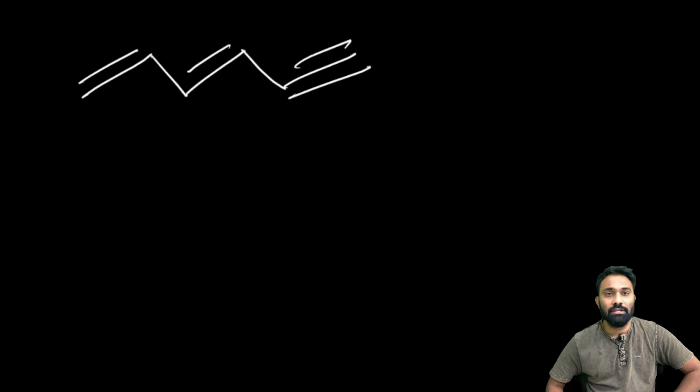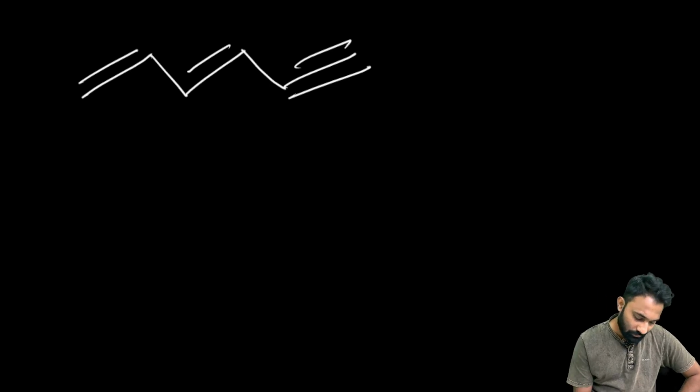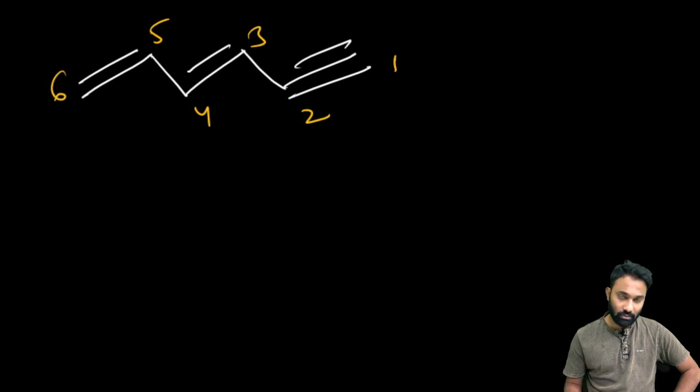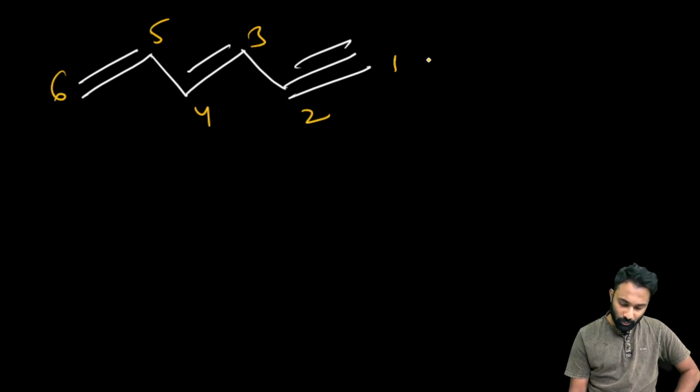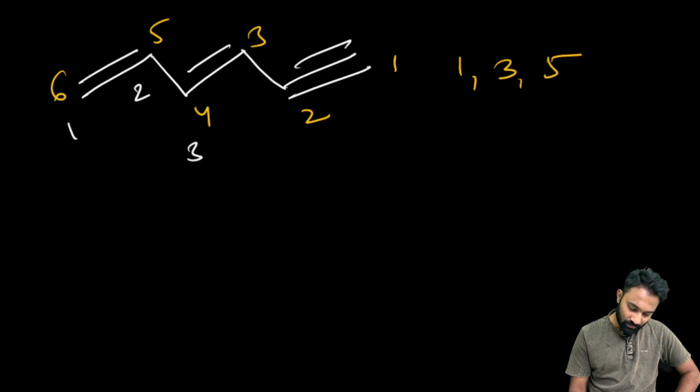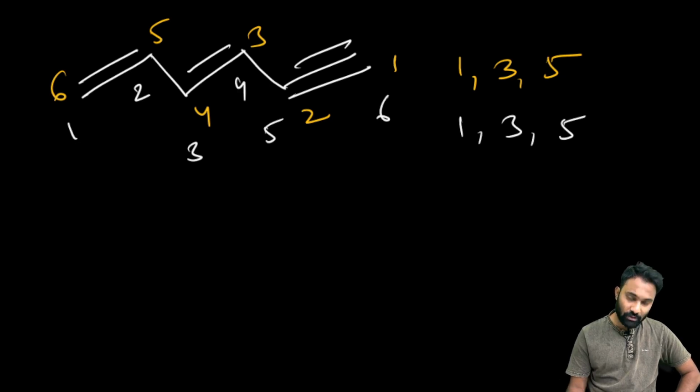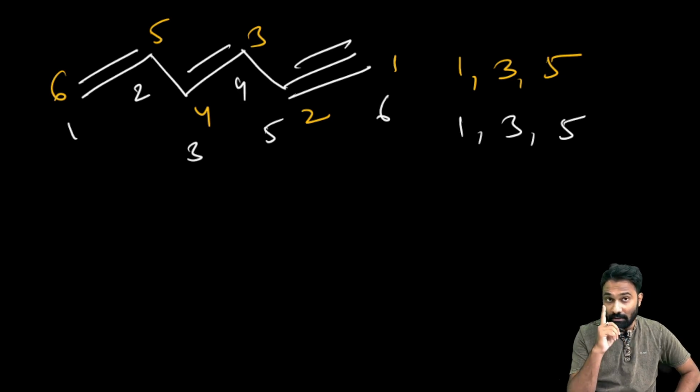If they have given in this manner, then what I said, 1, 2, 3, 4, 5, 6. Okay. Now if you start the numbering from the triple bond, multiple bonds are getting 1, 3, 5. Now if you start the numbering from the double bond, 1, 2, 3, 4, 5 and 6. Here also 1, 3, 5 you are getting. So what I said, if the triple bond and the double bond are present, if you start the numbering from the triple bond, multiple bonds are getting 1, 3, 5.